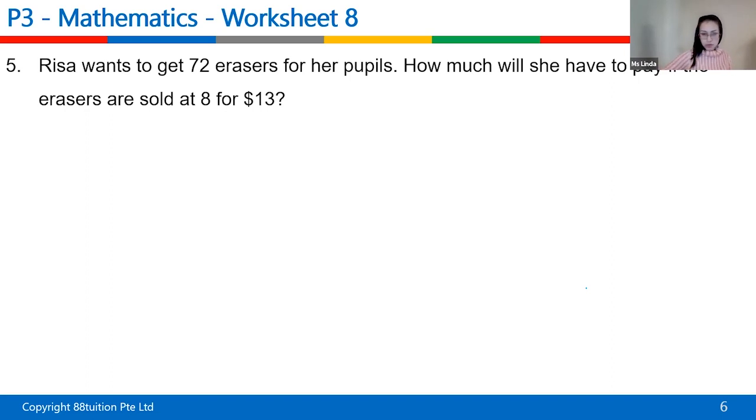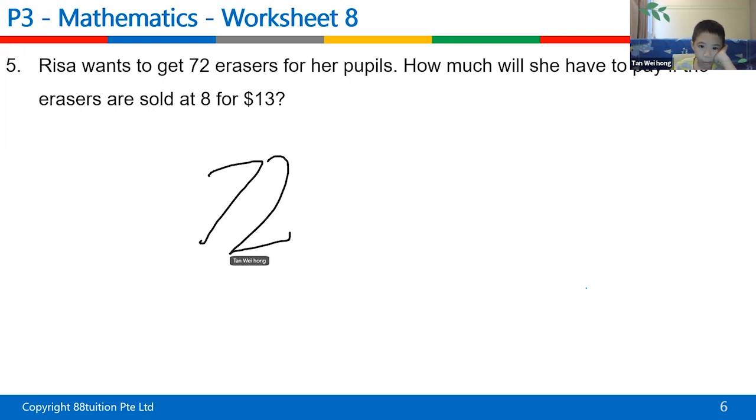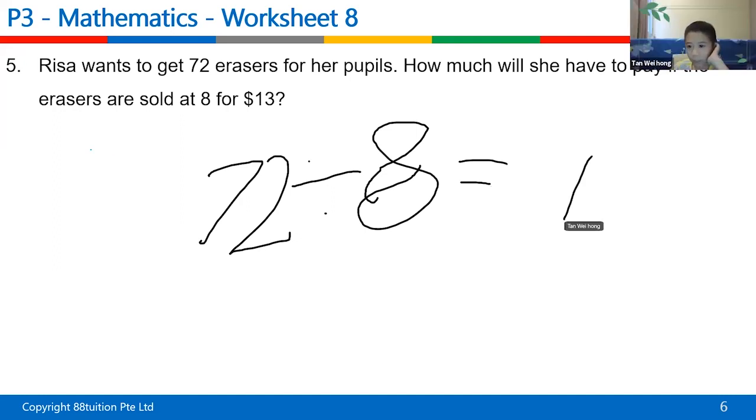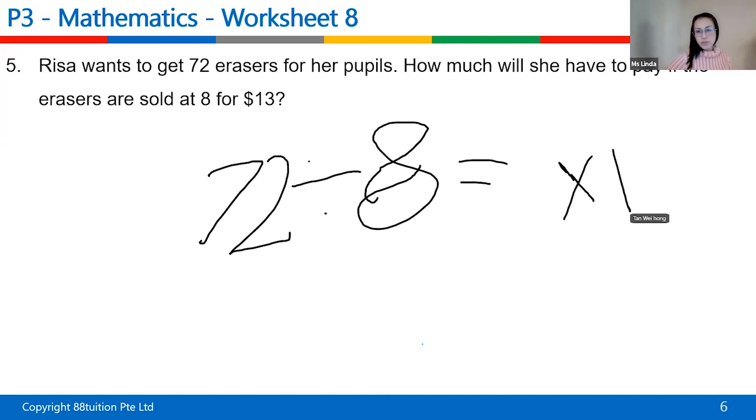Ooh. I don't know how to do this one. Okay, let's take a look at the 72 divided by 8. Hold on. First, 72 erasers for her pupils. Then the answer times 13. Very good. 72 divided by 8 is. What's your answer?